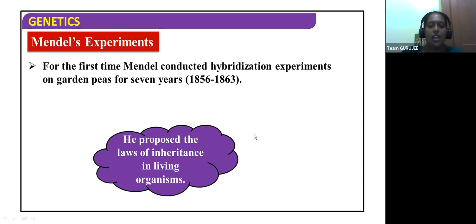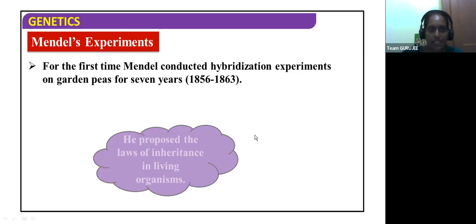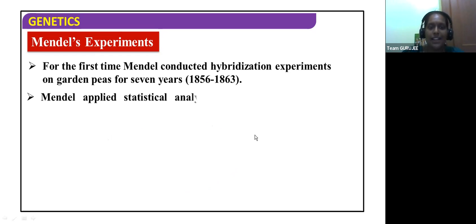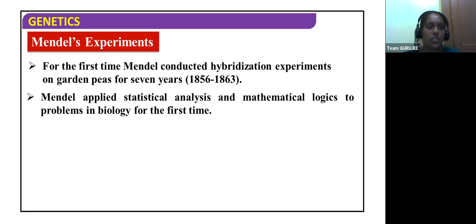So he proposed the law of inheritance in living organisms. Do you know why this person was really successful in his experiments? Because he was the first person to apply mathematics to the experimental data he obtained. When you read about this person's story, it's really interesting. In college, we had the biography of Mendel to read about the struggles he faced.